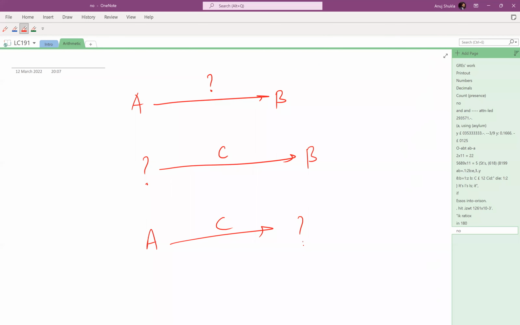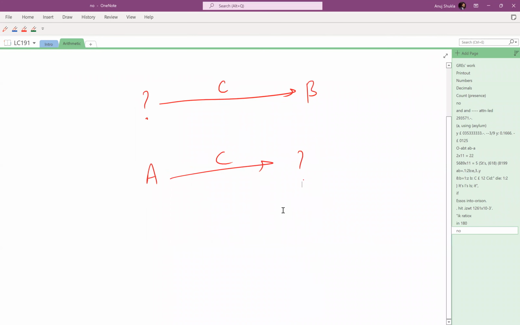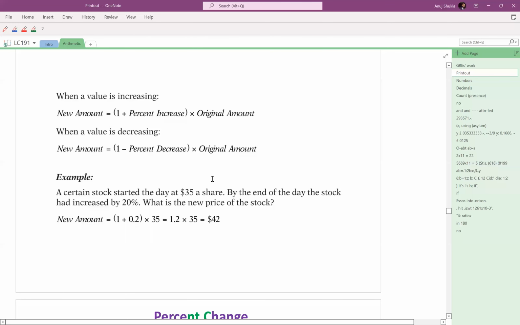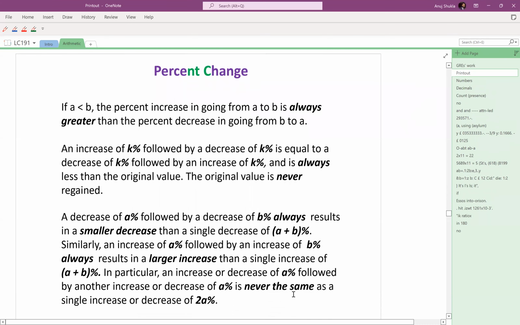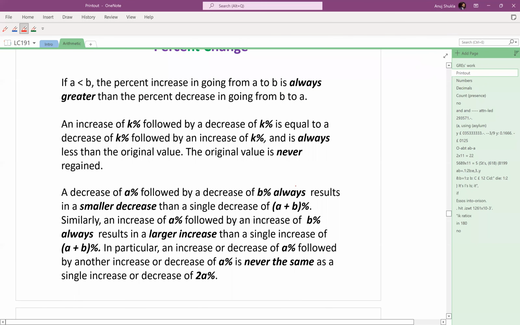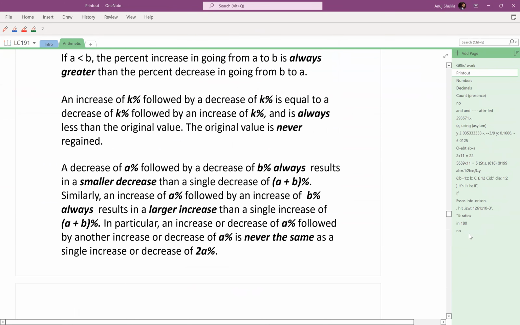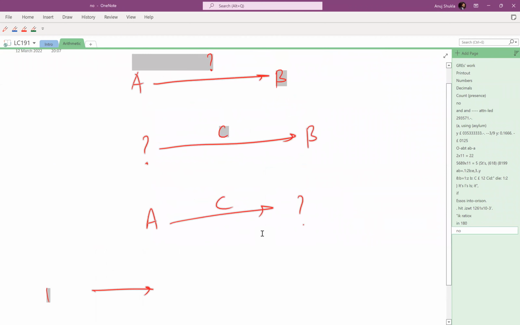What is consecutive change? If anything is increasing or reducing consecutively, that is consecutive change. Forget this slide, not at all important. Let's talk about consecutive change.